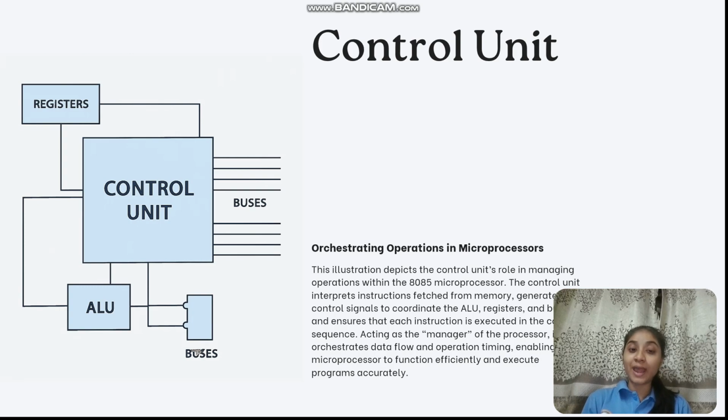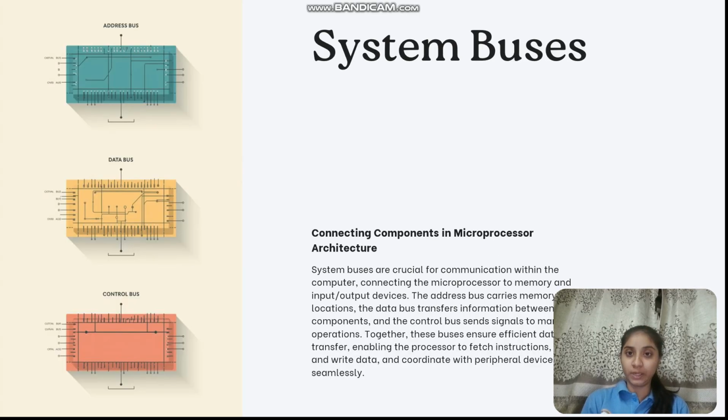Now, what is the control unit? The control unit acts like the manager of the processor. It controls and coordinates all the activities happening inside the microprocessor. The control unit fetches instructions from memory, decodes them, and sends signals to execute them. It also controls the flow of data between the processor, memory, and input-output devices. In simple terms, the control unit ensures that all the parts of the processor work together properly.